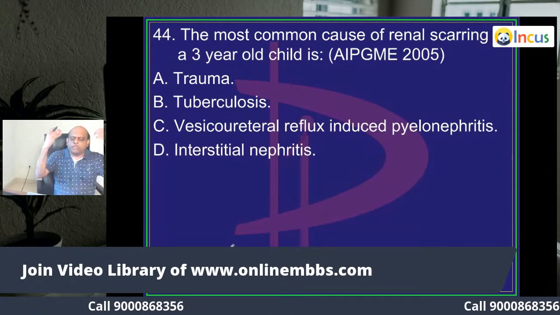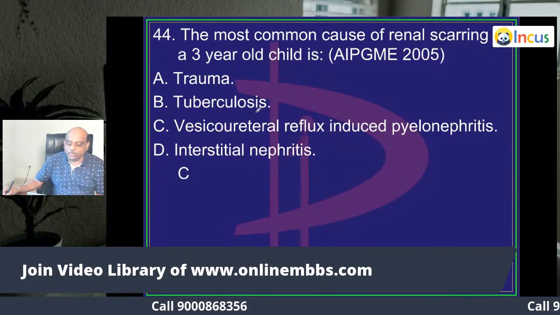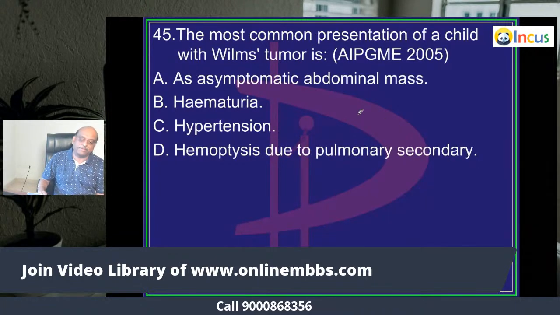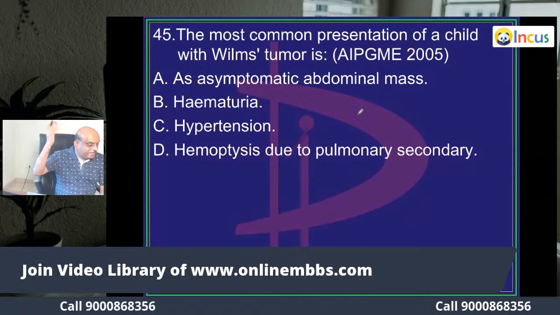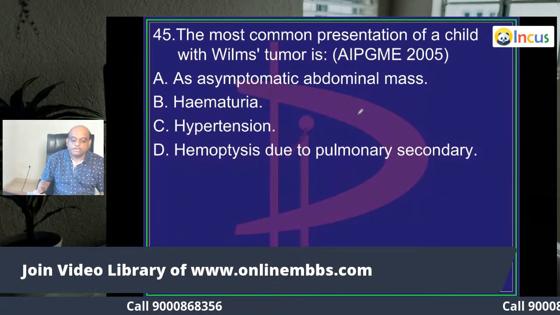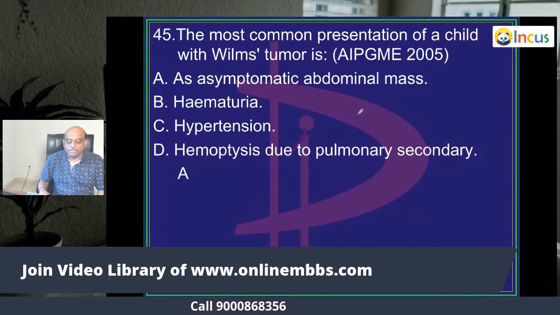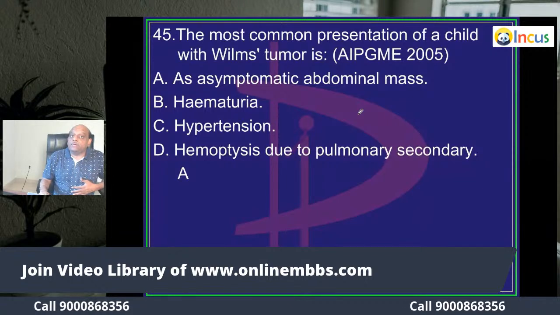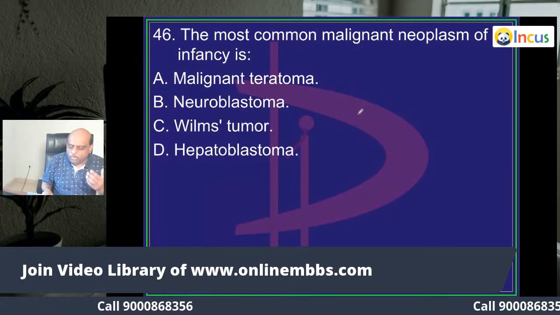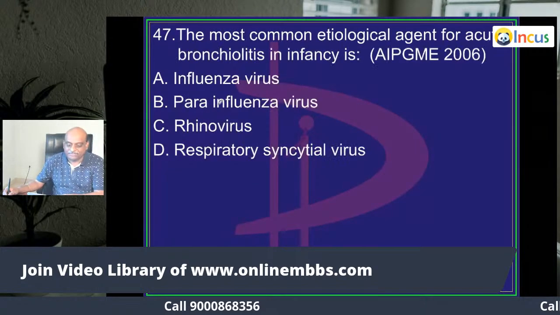The most common cause of renal scarring in a 3-year-old child is vesicoureteric reflux-induced pyelonephritis. The most common presentation of a child with Wilms tumor is an asymptomatic abdominal mass noticed while the mother is giving a bath to the child. The most common malignant neoplasm of infancy is neuroblastoma.